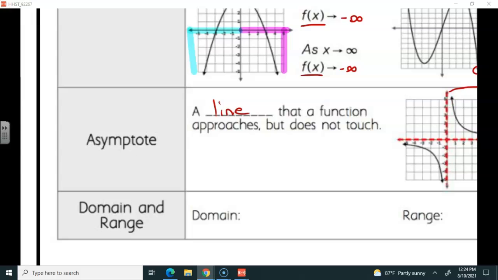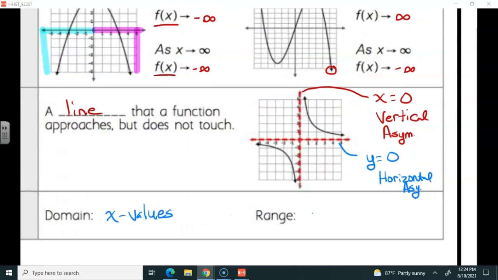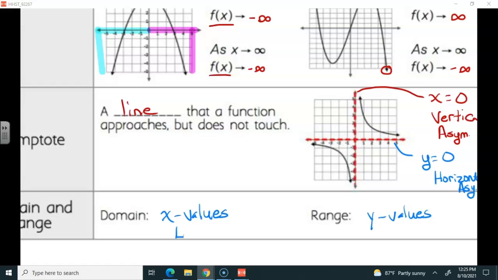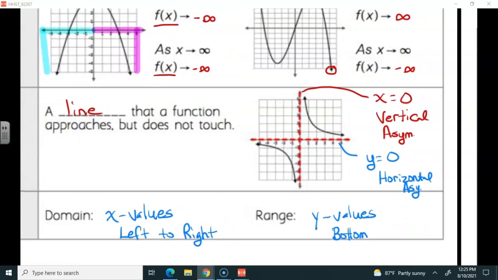All right, domain, what values do you use for domain? We use x values. And then for range, we look at the y values. So again, left to right, how far does the graph go from left to right? And bottom to top.